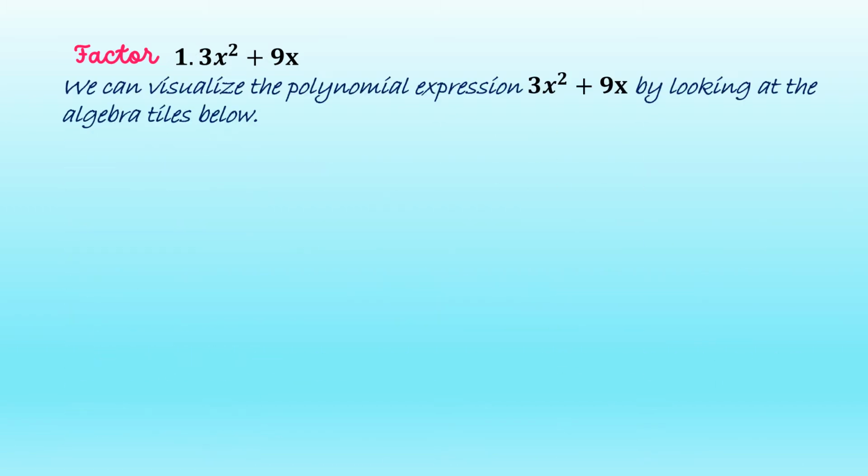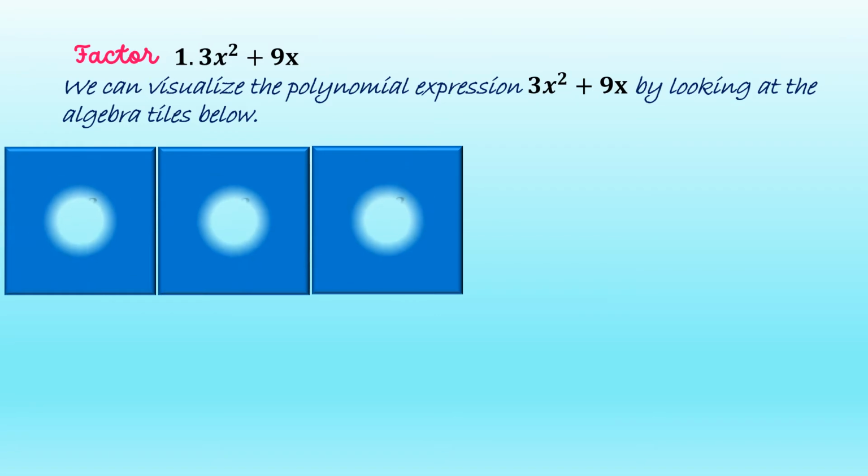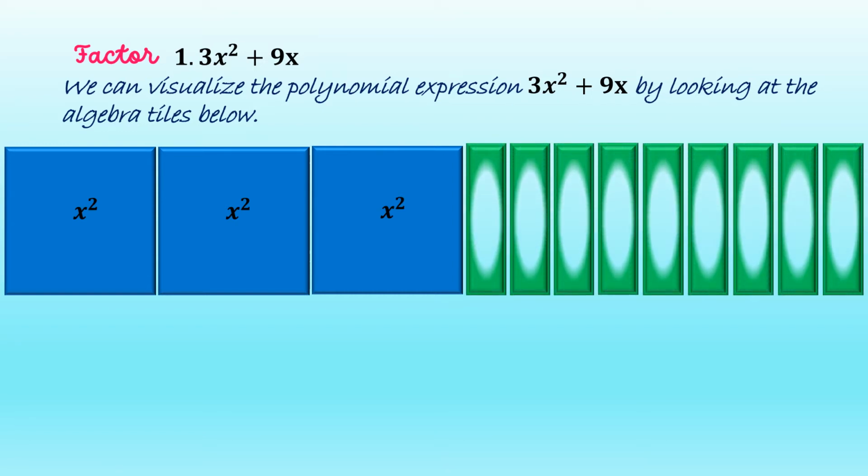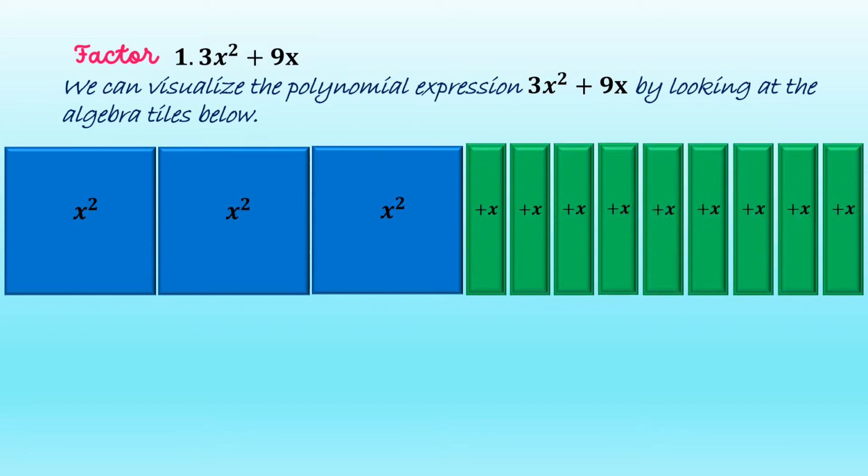Let us solve number 1. Factor 3x squared plus 9x. We can visualize the polynomial expression 3x squared plus 9x by looking at the algebra tiles below. So, we have 3 x squared tiles, or quadratic tiles, and we have 9 rectangular tiles, or the x tiles.